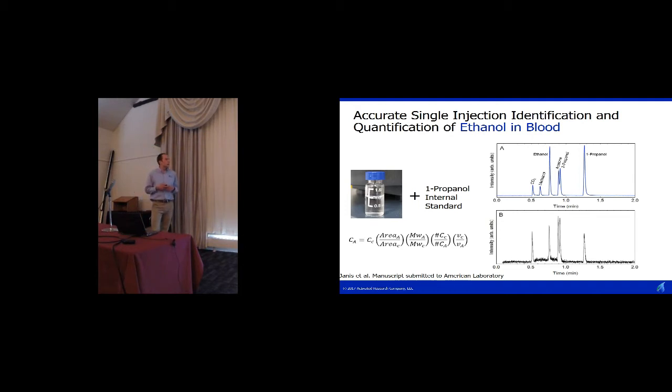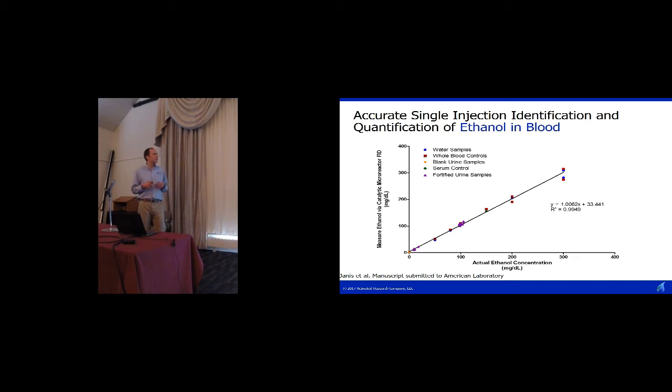So, the list sort of goes on about all the different applications that you could potentially apply this to. But for ethanol in blood, we did a calibration-free method where we looked at whole blood, urine samples, serum samples, and found that using this calibration-free method, the actual ethanol concentration matched quite well in a parity plot over a large range of concentrations.